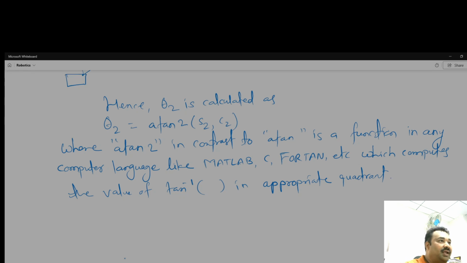Okay, in this way theta 1 can also be calculated: atan2 of S1 comma C1. So in this way we can derive the inverse kinematics for, suppose, a 2-link manipulator, 3-link manipulators, or even various complicated manipulators like Puma, Kuka. So in this way we have done. Thank you.